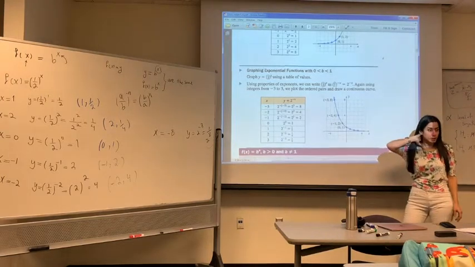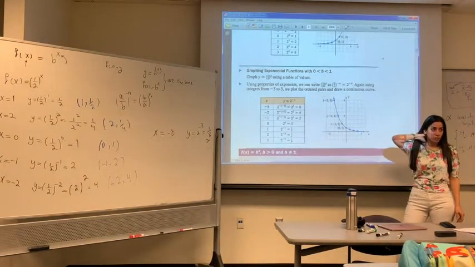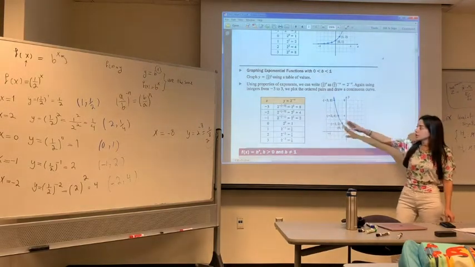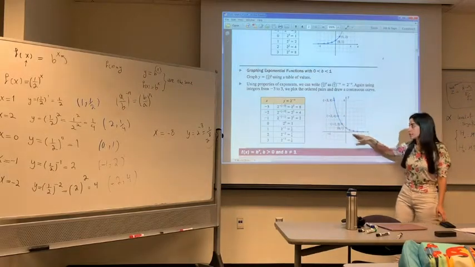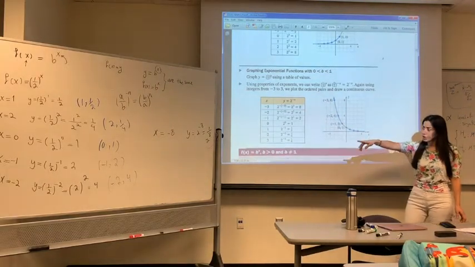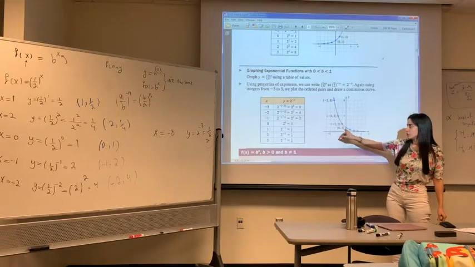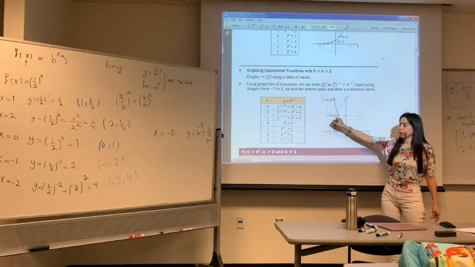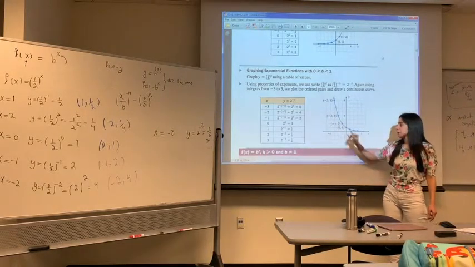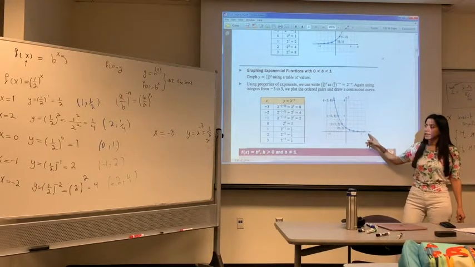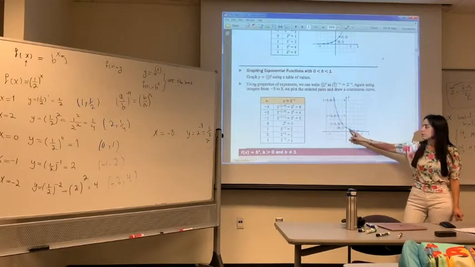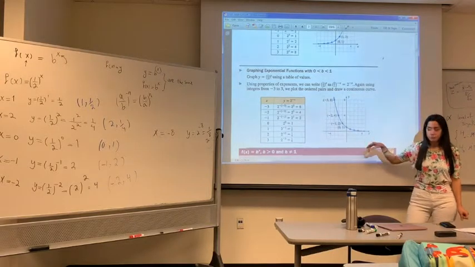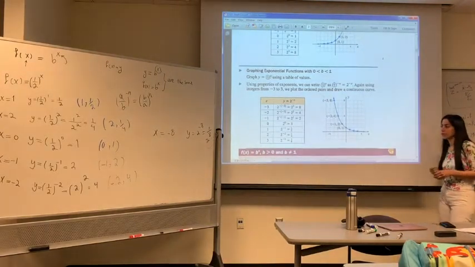So if the base is a number between 0 and 1, the shape of the graph becomes like this. And if you check, we have all the points. (0, 1) is here, (-1, 2) we have it, (-2, 4) we have it. And then from here, when x increases, the y value decreases. Do you see that? So the y value becomes smaller and smaller.